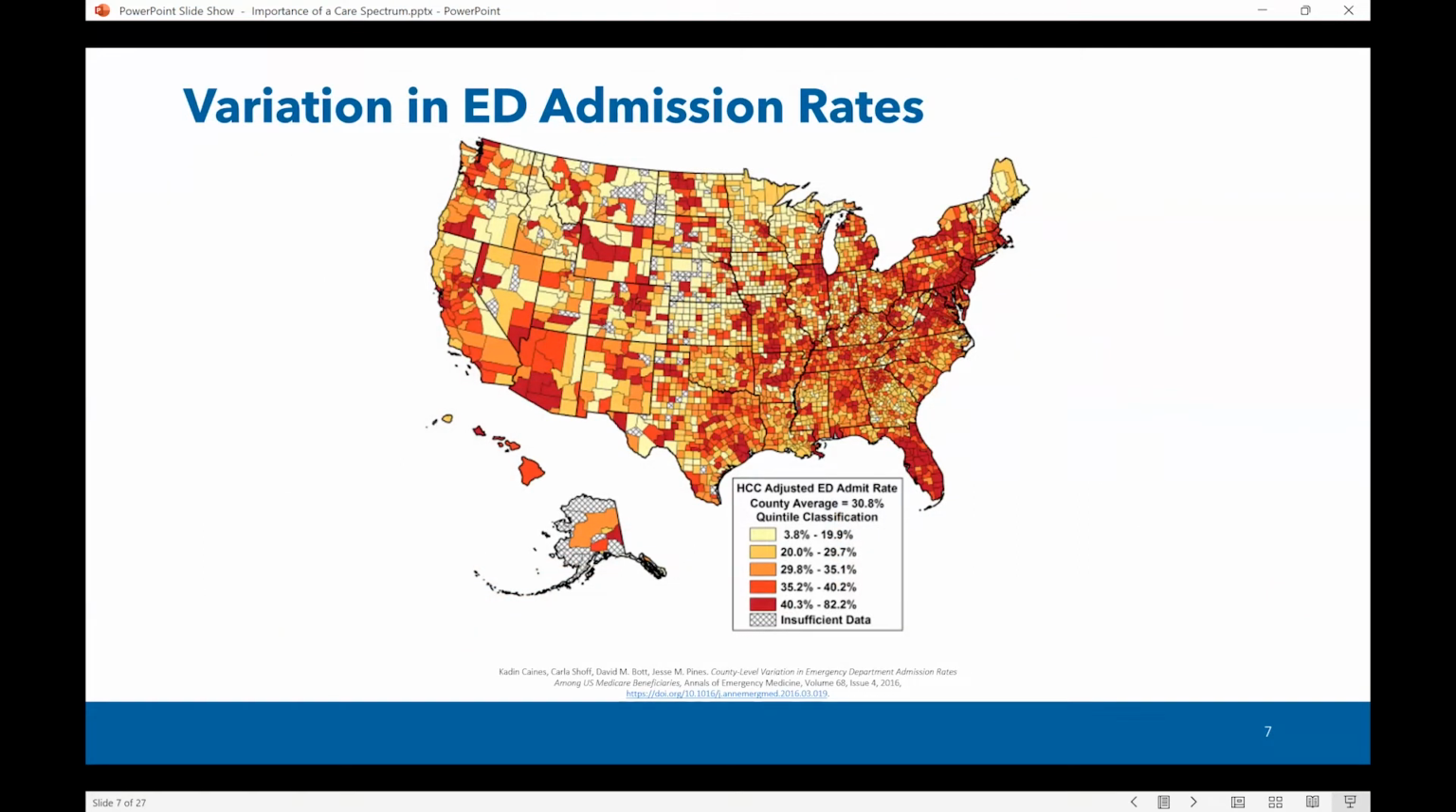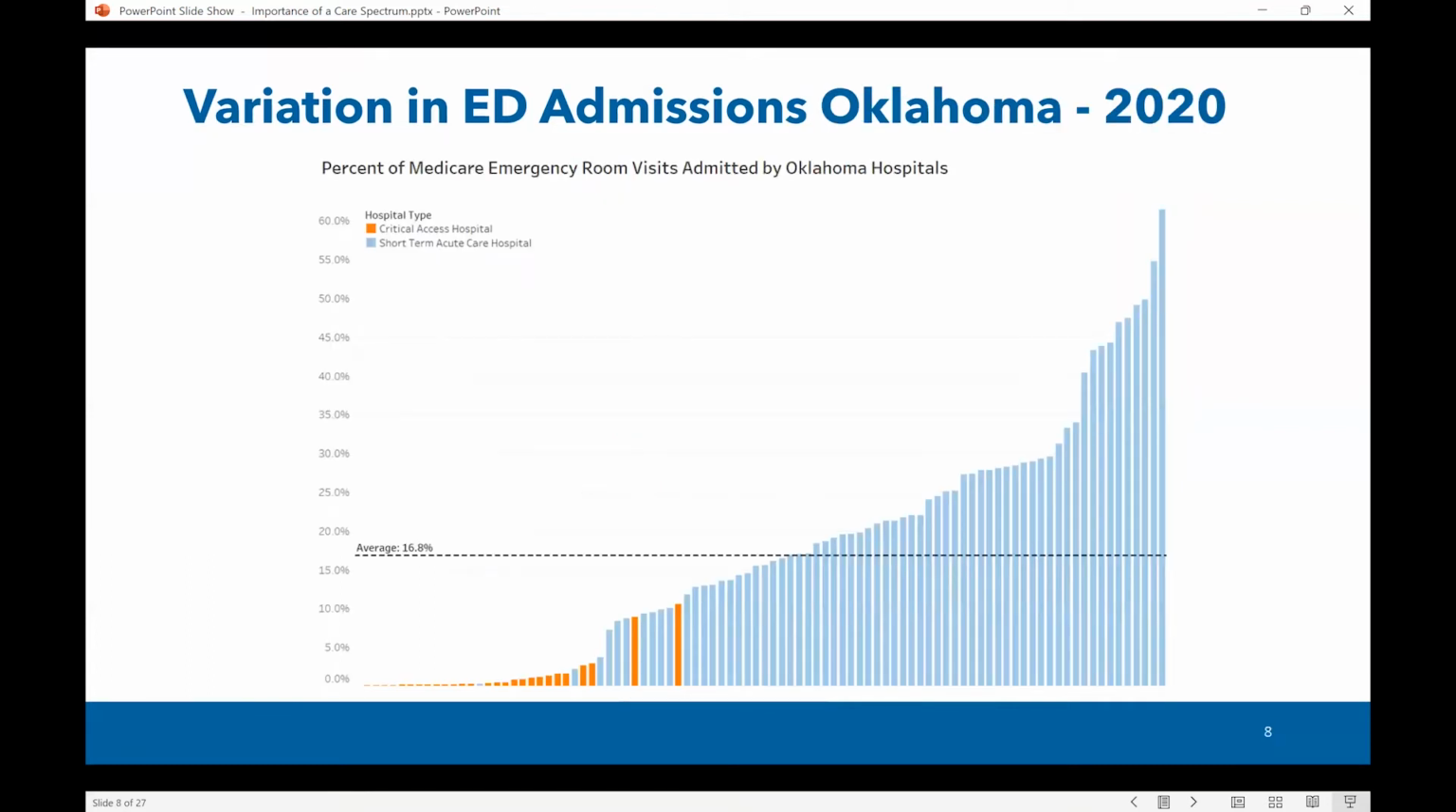This map shows where the patients in different geographical locations, where admissions from ED are higher and lower. It's interesting to see that there is a great deal of variation among ED admission rates as well. This one is specific to the ED admissions in Oklahoma. So as you can see from the critical access all the way up through the short-term acute care hospitals, what the ED admission rates are.